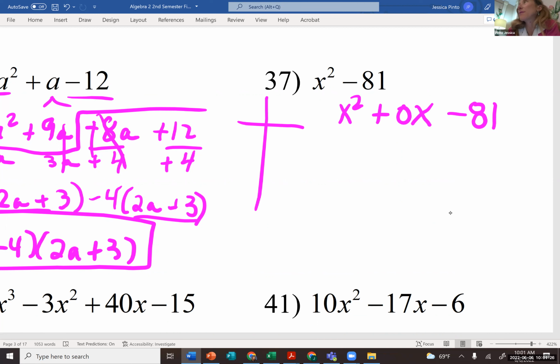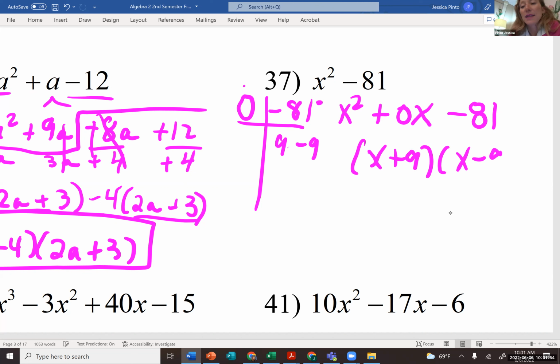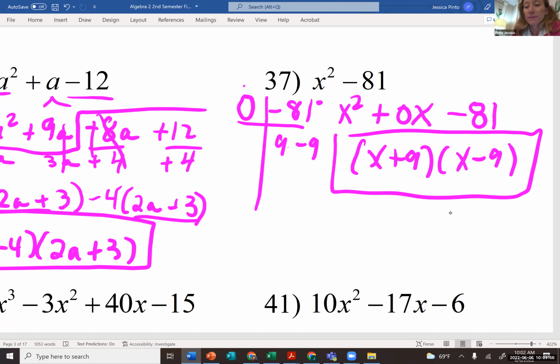This is a special factoring pattern called the difference of two squares. So I want the numbers to add to 0, so be the same number, but opposite signs, and then multiply to negative 81. Looks like 9's our favorite number today because this is 9 times negative 9. 9 times 9 is 81, and 9 minus 9 is 0. So this quickly factors to x plus 9, x minus 9. Right on. We're factoring, factoring, factoring.